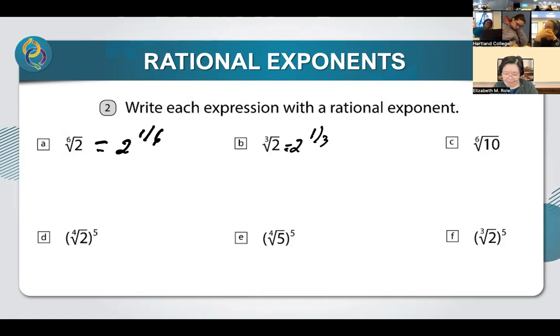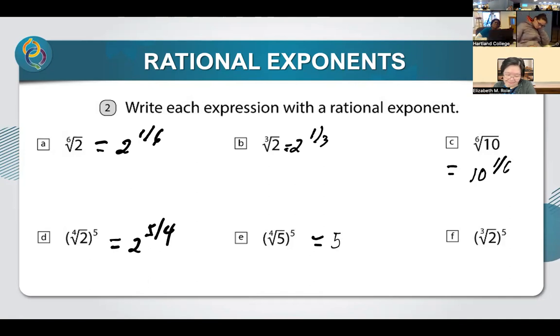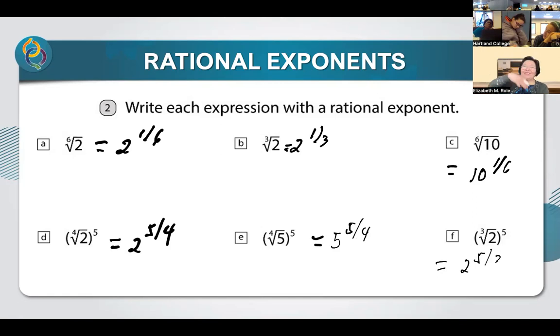Letter C. That's also easy. 10 to the 1/6. Yes. Letter D. 2 exponent 5/4. Yes, good. Letter E. 5 exponent 5/4. Yes. Okay. 2 exponent 5/3. All right. Yes. So I think that's easy, from rational to radical, radical to rational.